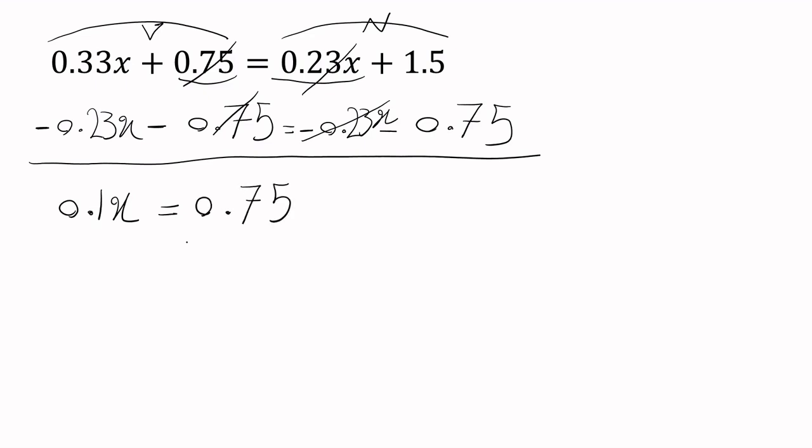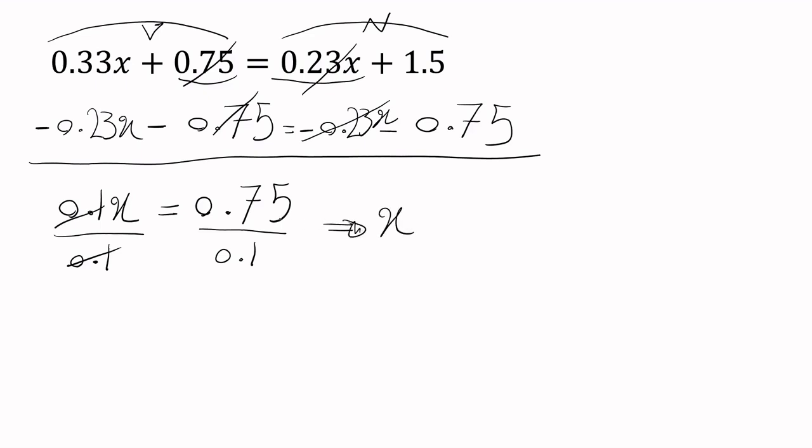0.75. Now I must make the coefficient of x 1, but how? By dividing it by 0.1. And I must do exactly the same with the second side. If I do this, these two terms are going to cancel each other out. I'm going to have x.